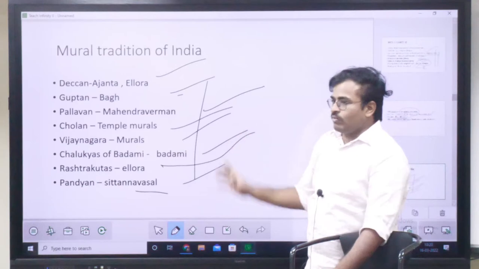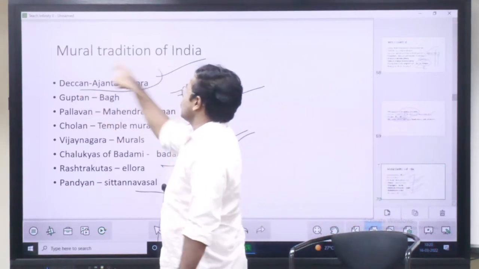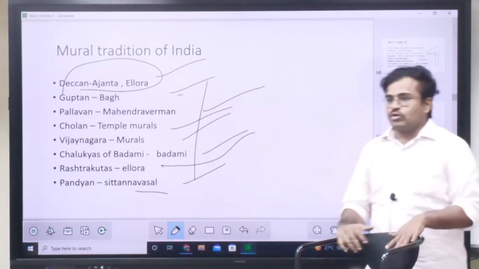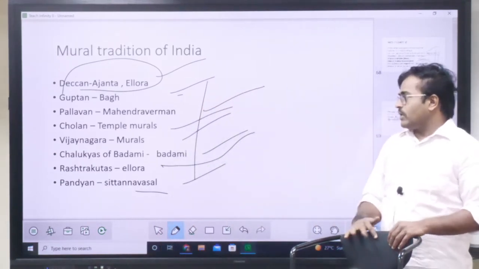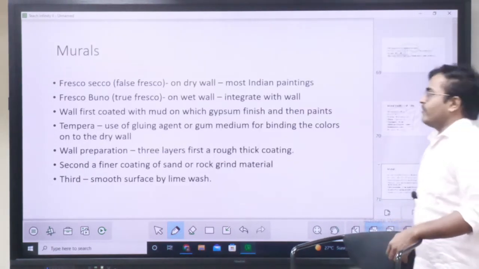Okay, so these sites are important for us. And of these, the mains question is this. The Ajanta painting tradition or Deccan painting tradition, they can ask a question. So first, we'll see that. Okay, understood the things.